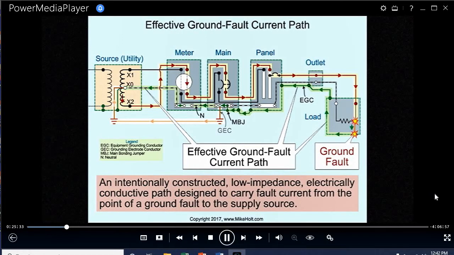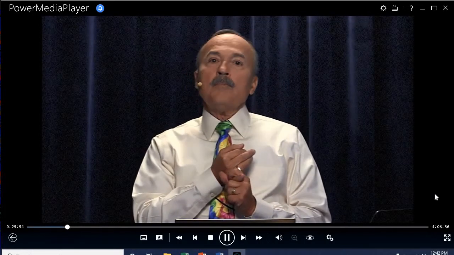Now let's read the definition. An intentionally constructed, low impedance, electrically conductive path designed to carry fault current from the point of a ground fault to the supply source. So, interestingly, this neutral conductor is part of the effective ground fault current path. You know what I'd like to see? I'd like to see the code require the service neutral conductor to be white with green identification tape, because it's white to carry the unbalanced load, and it has green tape for the purpose of what? It's part of the effective ground fault current path.